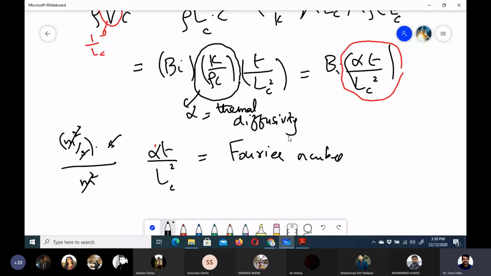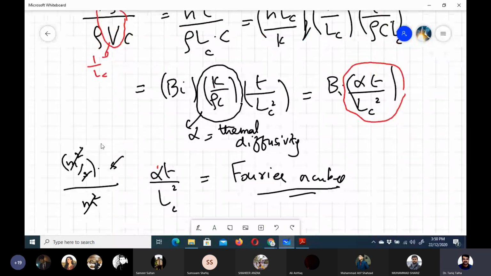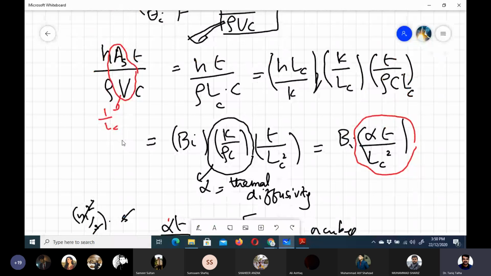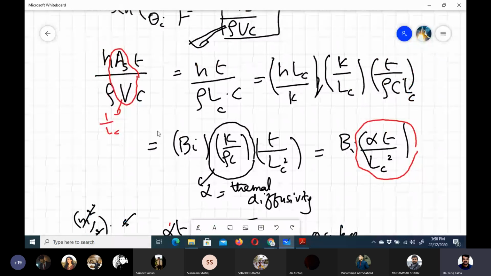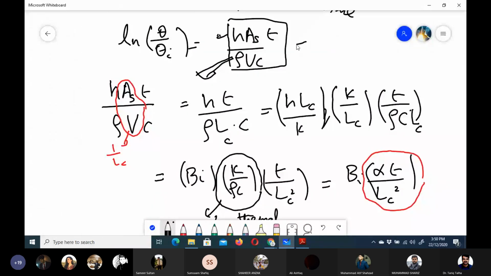So this is the Fourier number. So now it means that we can write our relation here, from where we started, that was log of theta upon theta I, that is equal to minus Biot number into Fourier number, right? So from here, if I want to write theta upon theta I, that would be equal to exponent minus Biot number into Fourier number.